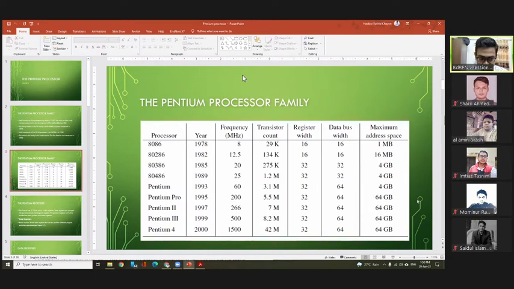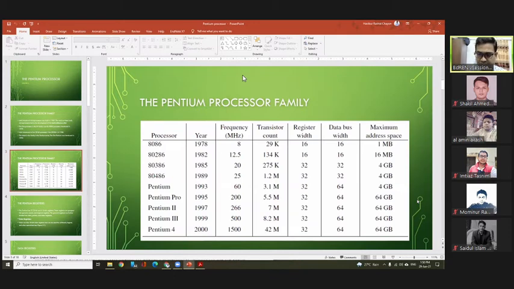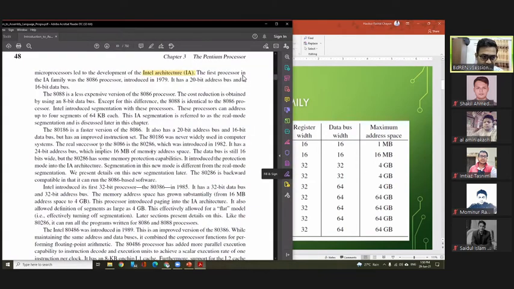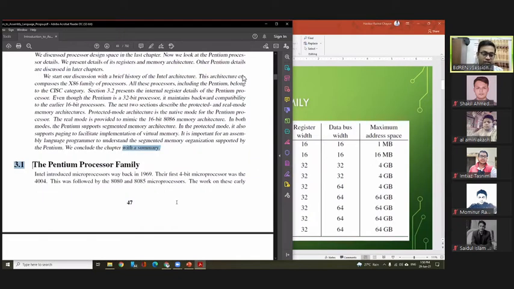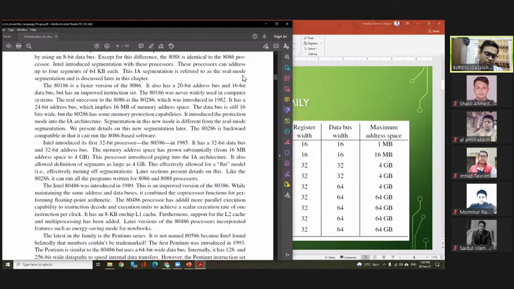Our next topic is the registers of the Intel processor. My suggestion is that this book I told you about is written very nicely, so it is better you read it from here, the Pentium processor family. They have written it very nicely and it is easy to understand. If you want to know more about each processor, you can just Google it.